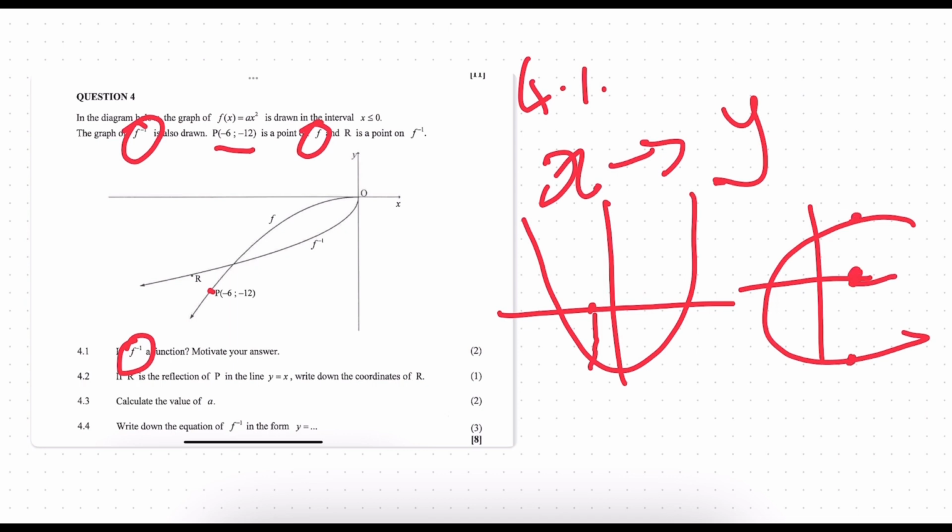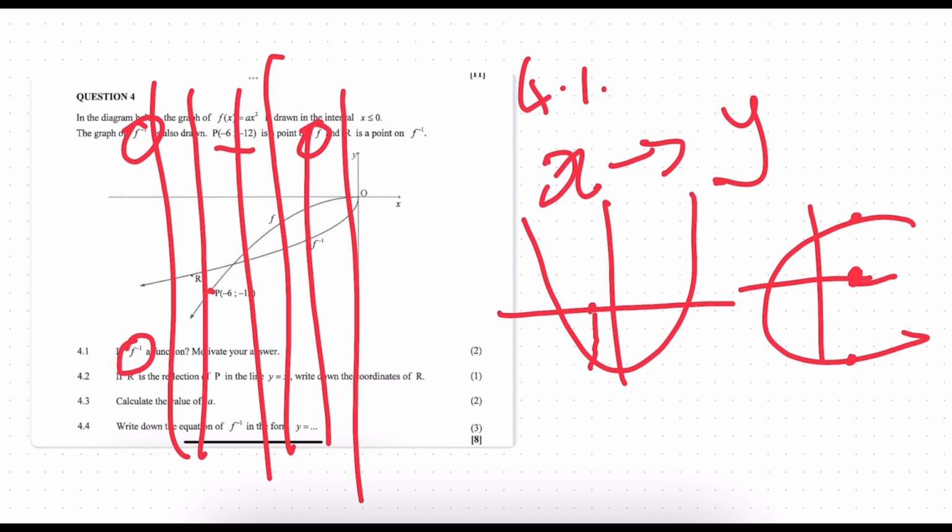So how do you check if your graph is a function? You draw a vertical line. If it cuts your graph only once, that means it is a function. Let's see our vertical lines in this domain. It only cuts this graph once, right? So this is a function. So my answer will be yes, it is a function.